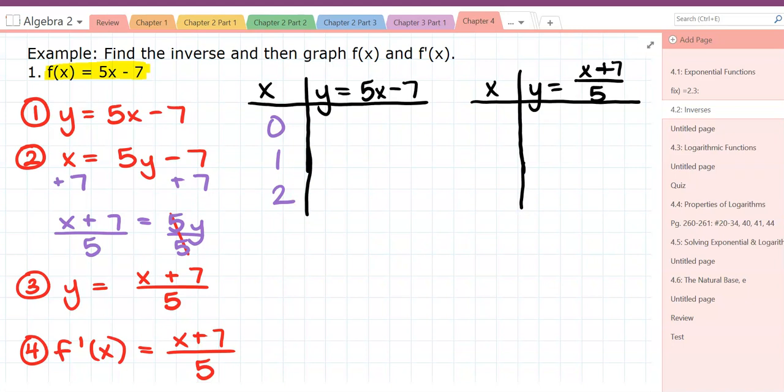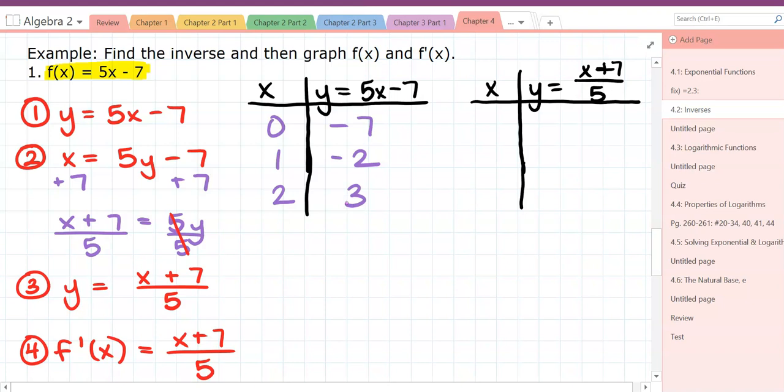These are going to be easier because we're going into that first function. That didn't have any fractions with it. Okay, so we're going to do 5 times 0, which would be 0, minus 7, which is negative 7. What's the answer going to be when you put in a 1 for x? Negative 2. How about when we put in a 2? Good, 3.